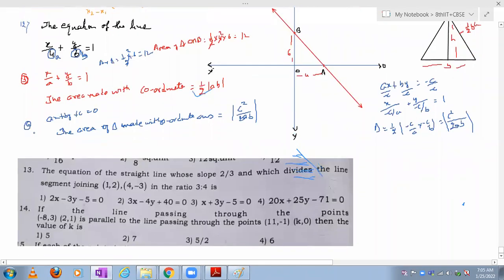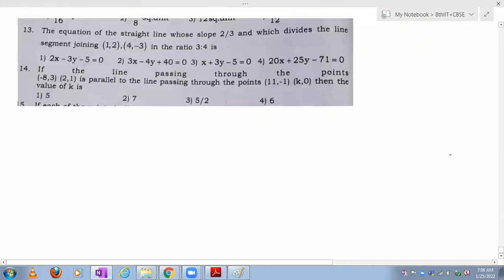Okay, let me paste this. Sorry, I want to clear all annotations. Now go through the question once. What is the question here? The equation of the straight line whose slope is given. Slope he gave, and the point he gave indirectly.